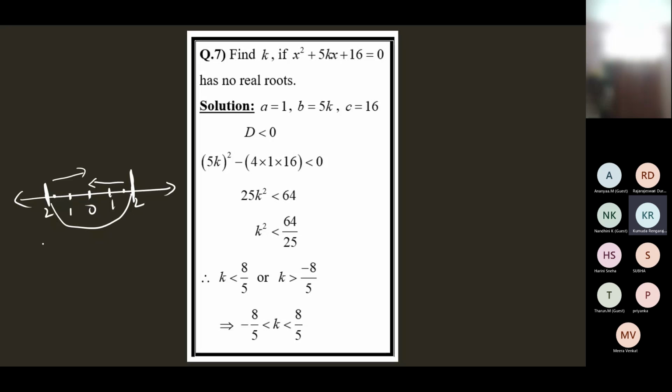So how do you write that? Here is minus 8 by 5. Minus 8 by 5 is less than K, is less than 8 by 5. That means the values of K lie in these borders. Lie between these two borders. Minus 8 by 5, less than K, less than 8 by 5.